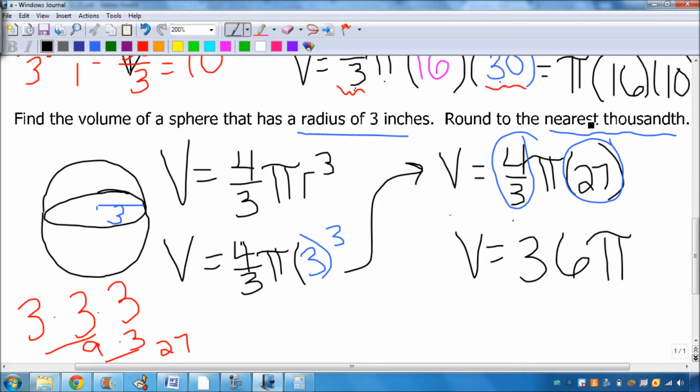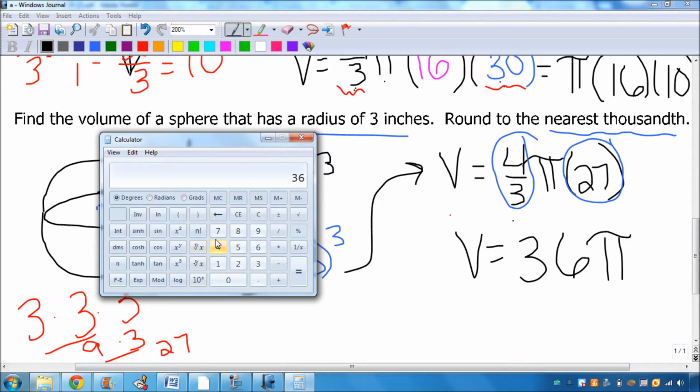It doesn't want an exact answer, it wants it rounded to the nearest thousandth. So I'm going to take 36 and multiply that by pi, and this is the answer that I get: 113.097335, and so on and so forth. But it says to the nearest thousandth. So this is my tenths place, here's my hundredths place, and this right here is my thousandths place.